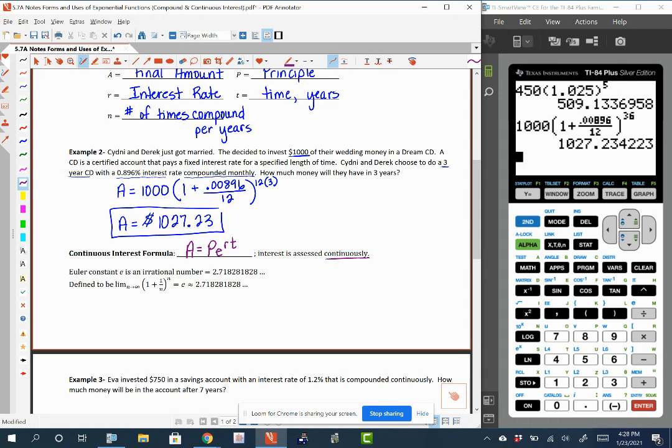We also notice in this formula, we have a new letter E. And E is actually a number kind of like pi that has a value to it. And it's an irrational number because it never repeats and it never ends. So right below there, I've got that E is an irrational number, and it's represented by 2.718281828 forever. This continues on in numbers here.